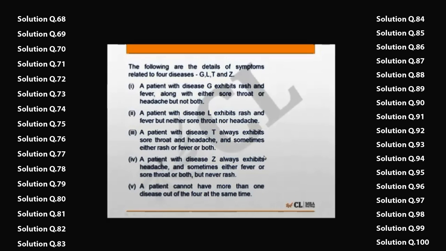So this talks about 4 different diseases, namely G, L, T and Z. It also talks about 4 symptoms related to these diseases, and these symptoms are rash, fever, sore throat and headache. Each one of these diseases would have a combination of these 4 symptoms. That is all this set is about.